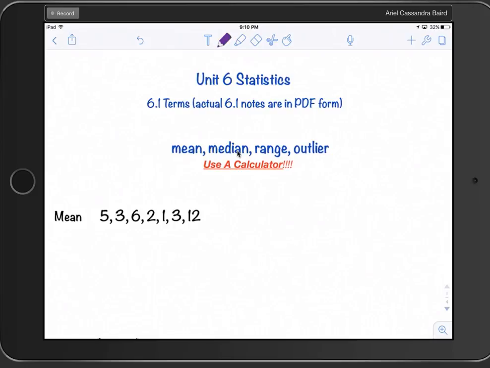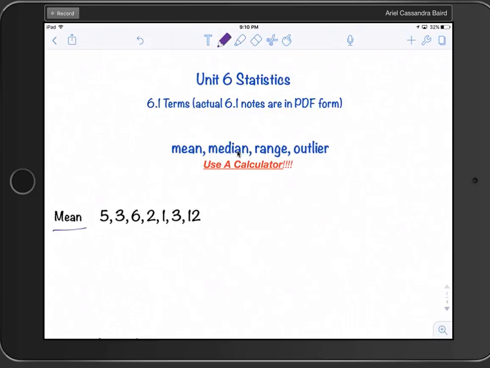Today we're going to be looking at the terms mean, median, range, and outlier. We do recommend that in Unit 6 you use a calculator. Sometimes when we add all the terms together and divide, we get decimals. It's a little bit easier if you use a calculator than try to use mental math. All right, so first we've got the mean.